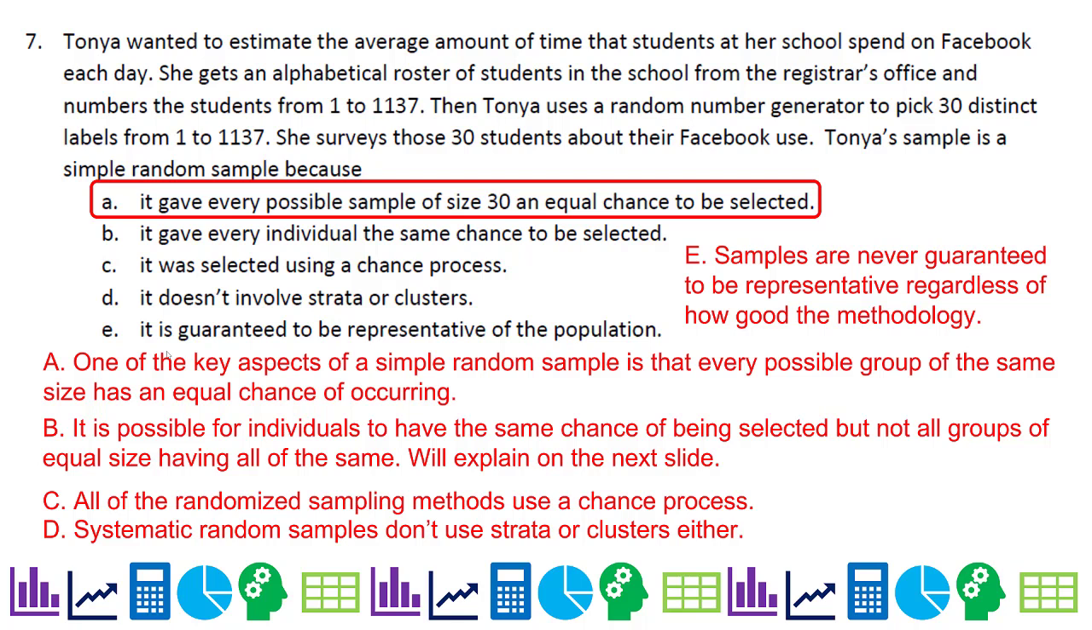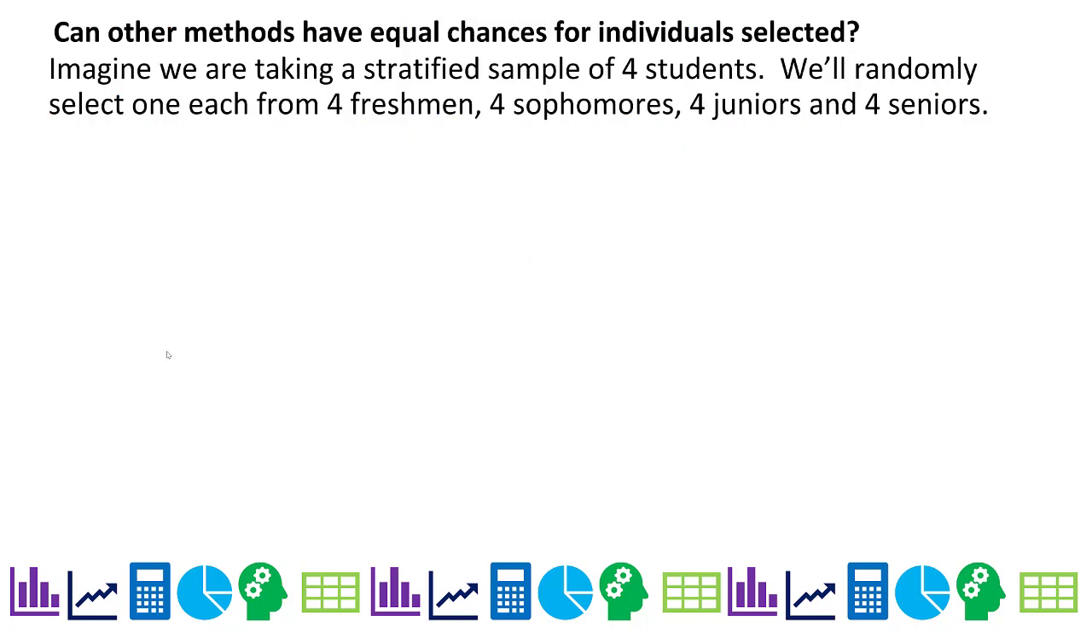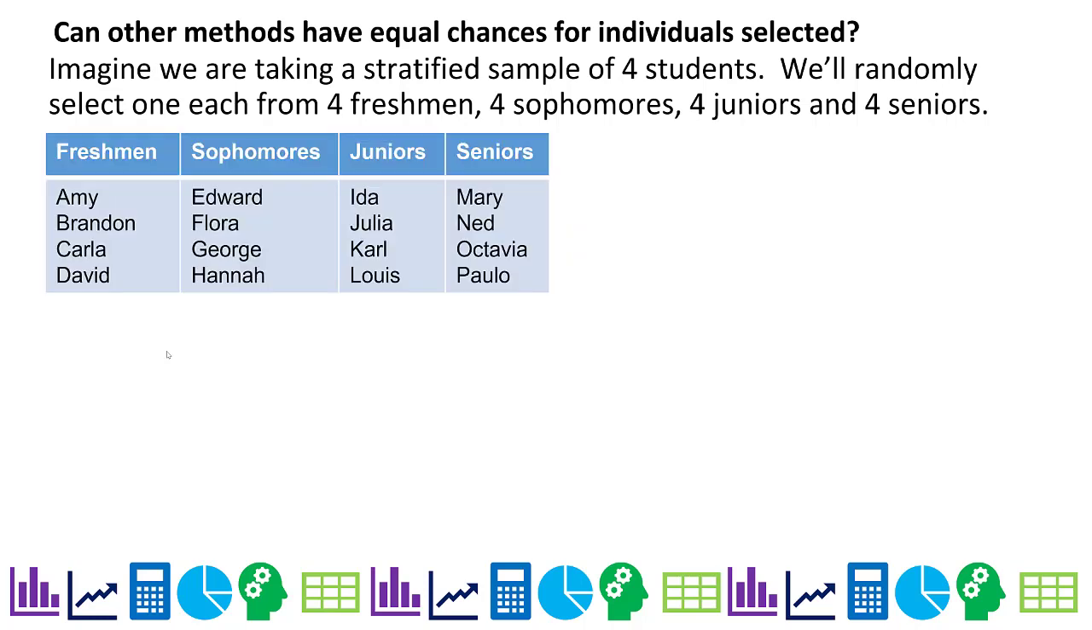So why isn't B the correct choice? Because that's the one you guys tend to get stuck on most often. Can other methods have equal chances for individuals selected? So here I'm going to make an example. We're taking a stratified sample of 4 students. We'll randomly select one each from 4 freshmen, 4 sophomores, 4 juniors, and 4 seniors. Now, there was a reason I made all those groups the same. So here are my freshmen: Amy, Brandon, Carla, David.